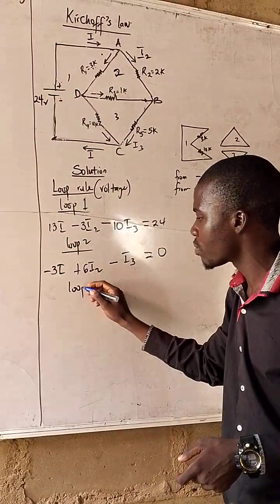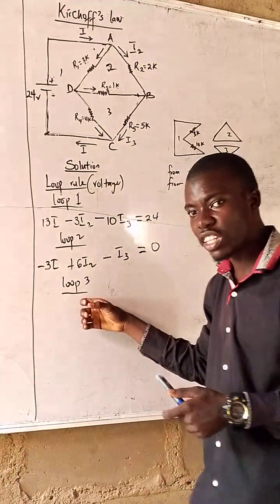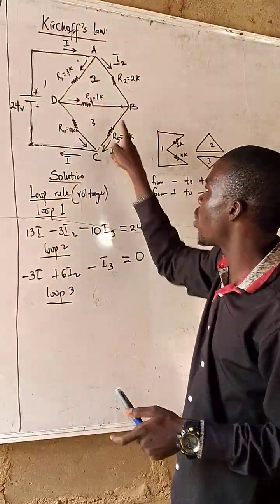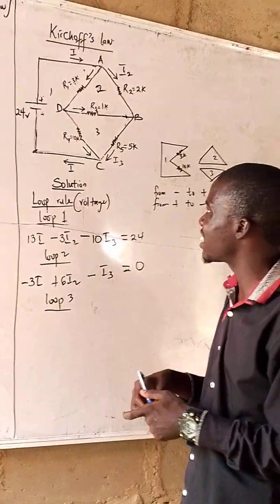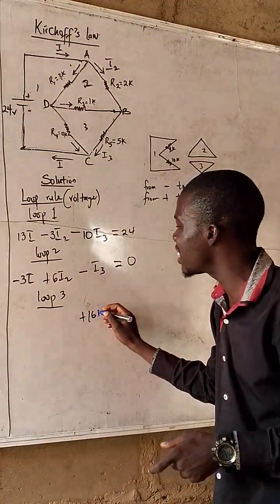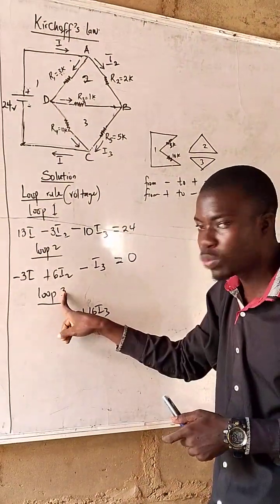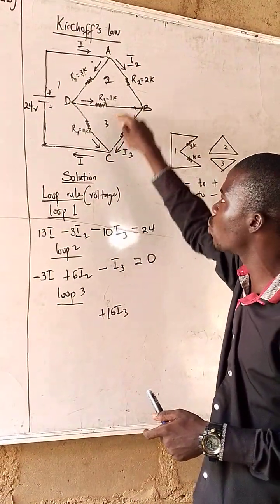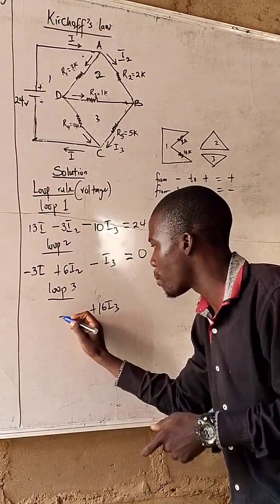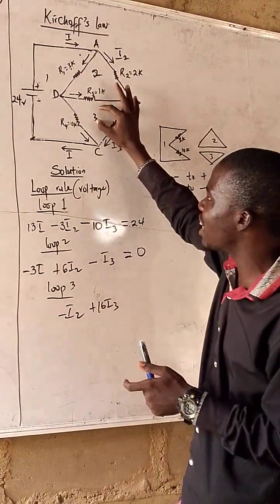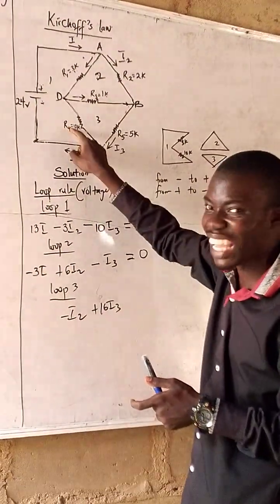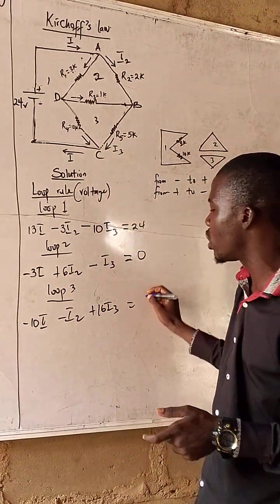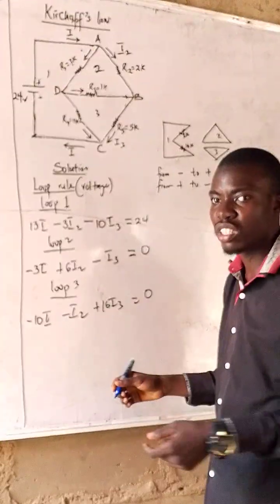For loop 3 now, you add all the resistance together. 10 plus 1, 11. 11 plus 5, that's what? 16. So you say plus 16 I3. Because I'm doing loop 3, you use the current for 3, 16 I3. This loop 3 now is sharing something with 2. What is it sharing? 1. So that's minus I2. This loop 3 again is sharing something with 1. What is it sharing? 10. So that's what? Minus 10I1. Then this one does not have voltage as well, equals to 0. So you solve this simultaneously.